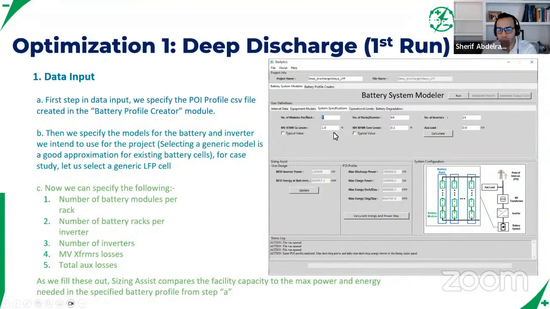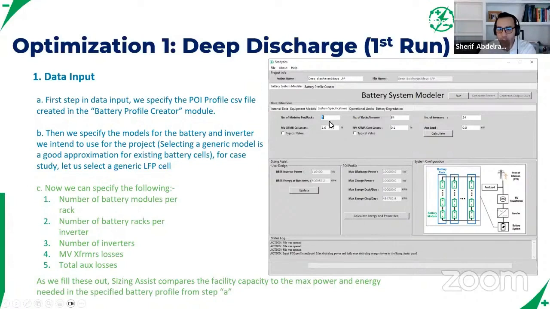Then what we're doing is we're simply sizing the system, keeping an eye on the sizing assist tool here. If you're following along on your own, what you want to do is click calculate energy and power required. That way the maximum discharge and charge powers will show up, in addition to the maximum energy that's discharged per day and maximum energy charged per day.